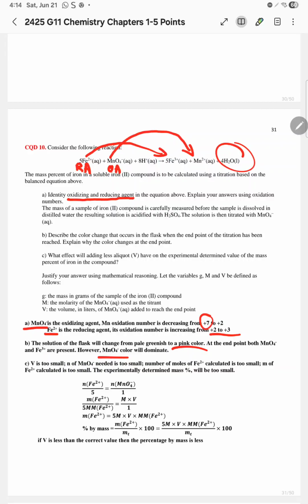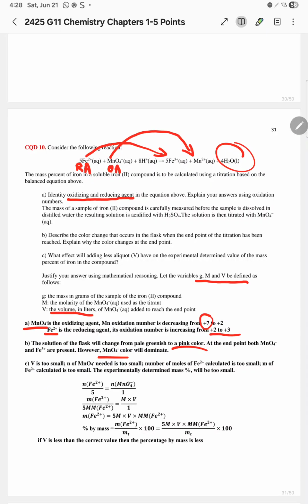Yeah, anyways. Now, see what the effect was of adding less V on the experiment that determined the percentage of iron in the compound. What they say here is about the volume, what's V? Wait, less V. Let the variables G, M, and V be defined as follows. V is the volume of MnO4 added at the endpoint. Okay, finally I found it. So they must have mentioned the volume somewhere up here without me noticing. No, they didn't.